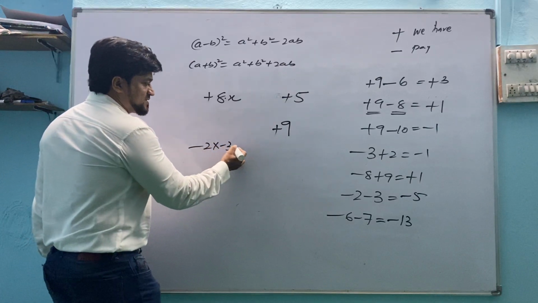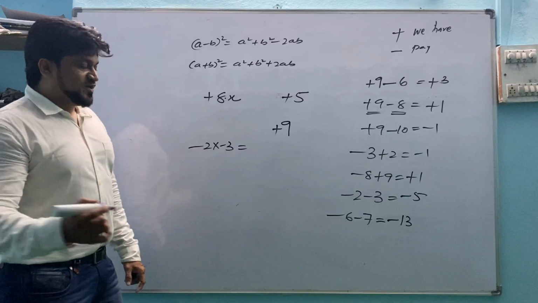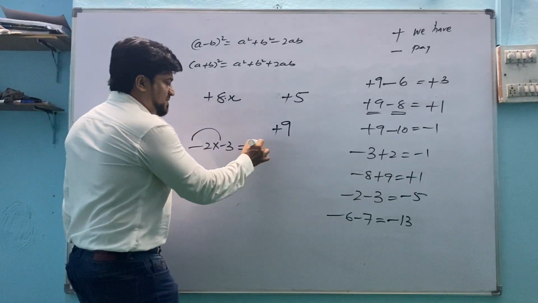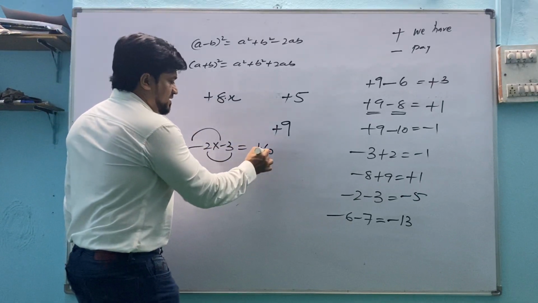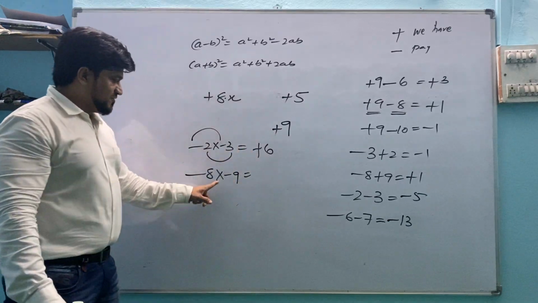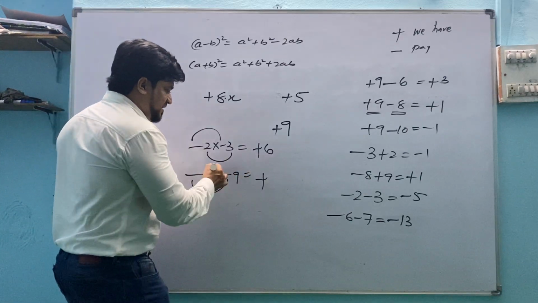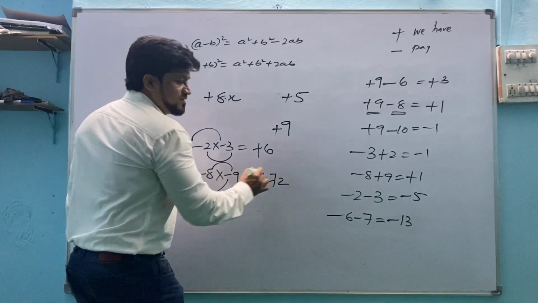Now the same thing: minus 2 into minus 3. There is a multiplication sign, so what we have to do is minus into minus is plus, 2 threes are 6. Suppose minus 8 into minus 9 is there. We find multiplication, so now we are multiplying the signs. Minus into minus is plus, 9 eights are 72.